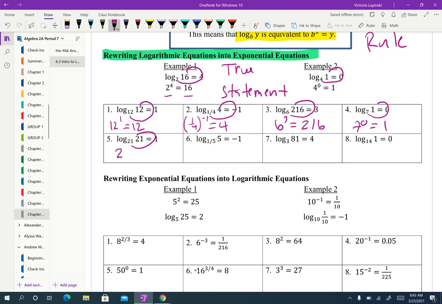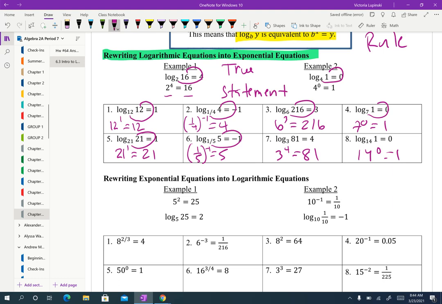So if you had a chance to pause and try it, 21 to the first is 21. (1/5), which again, we tend to use parentheses, to the -1 is 5. Maybe you don't even have to draw the loop anymore. 3 to the 4th is 81. 14 to the 0 is 1. So that is your first goal for today, to be able to take something with a log and rewrite it as an exponential.